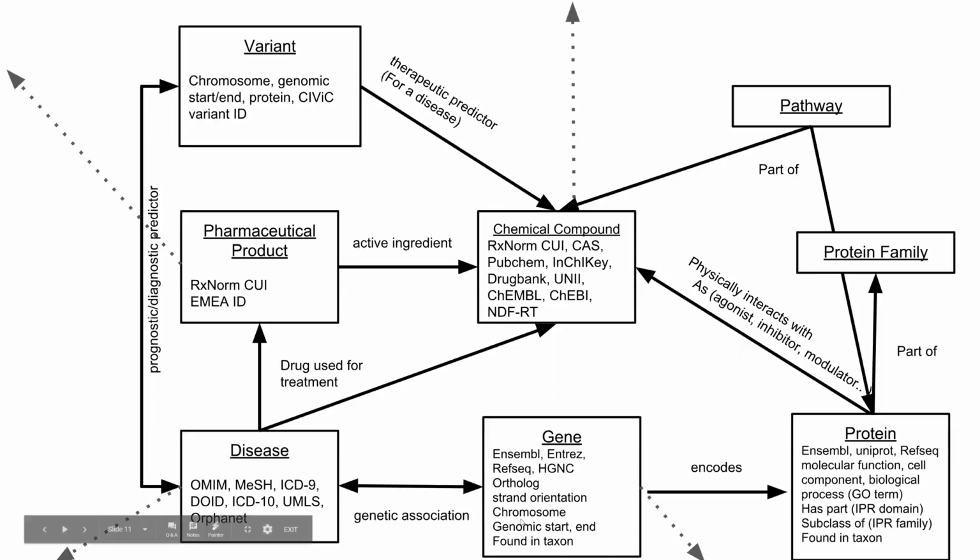We also have genes that have genetic associations to diseases, and drugs that can be used for treatment of those diseases. And then these are also linked together with variants as well. And some of these entities have outside links into the rest of Wikidata as well.